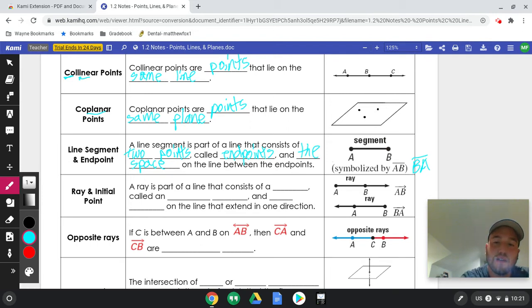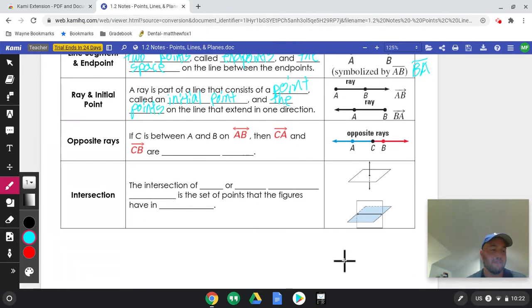So our ray consists of a point known as our initial point, and then it only extends in one direction. So the points on the line that extend in one direction. And if we look here, we have two examples of ray. Now, the symbol will always go to the right. No matter what my ray looks like, that symbol will always go to the right. And your initial point always has to be first. So right here, this ray points to the right, and A is the initial point, so AB. Now this next one, the ray points to the left. However, the symbol still goes to the right, except we start at the initial point, which in our case here is B.